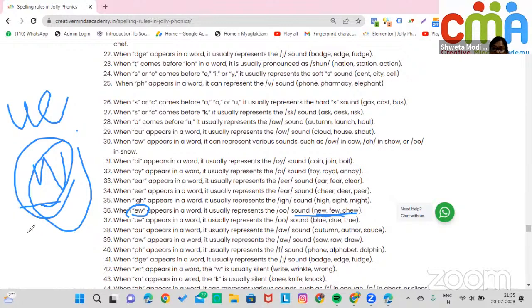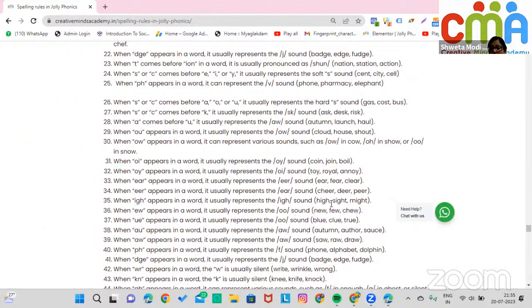Especially in the short words. If the word is a short word and you have U sound coming at the end of the word, it is W and not UE. For the longer words, you will have UE, like statue.